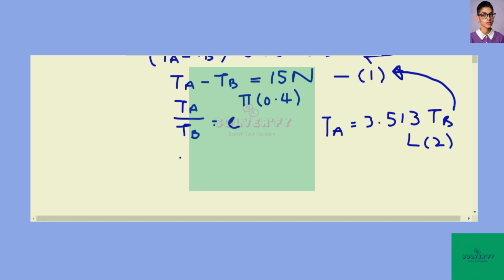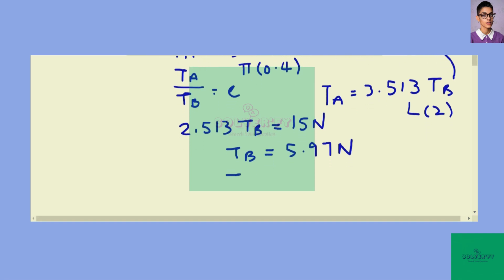So when we substitute that, we have 2.513 TB is equal to 15 newtons. So TB is equal to 5.97 newtons. And TA is 15 minus 5.97, that's equal to 9.03 newtons.